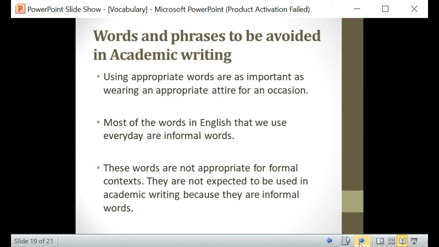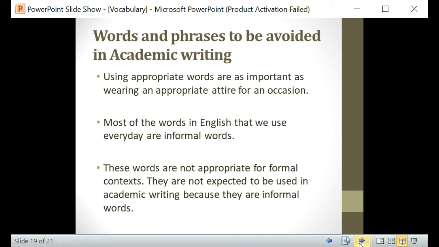Using appropriate words is as important as wearing appropriate attire for an occasion. We have already discussed the importance of vocabulary and how important words can be to maintain the four major features of academic writing, whether it is objectivity, professionalism, precision, or clarity. Vocabulary has a big part in maintaining these, and we have already discussed it in the previous classes.